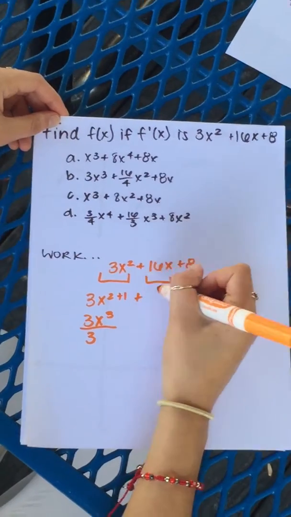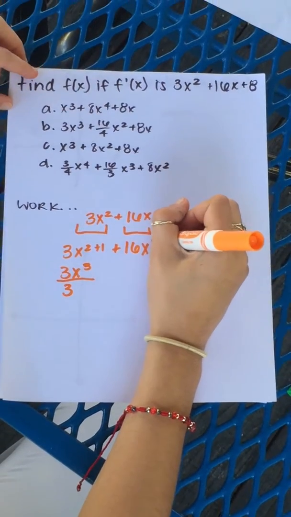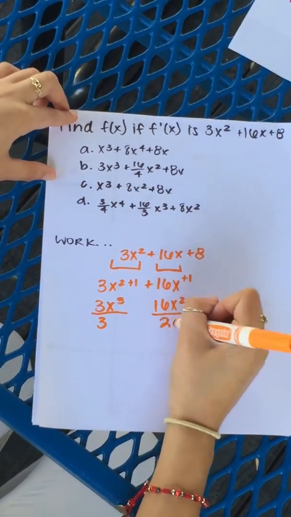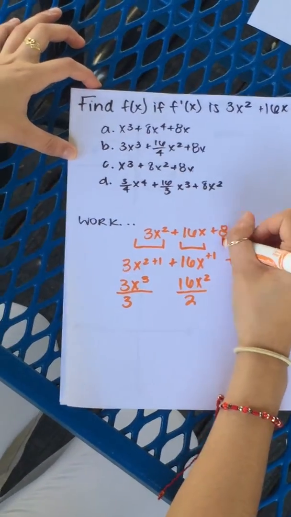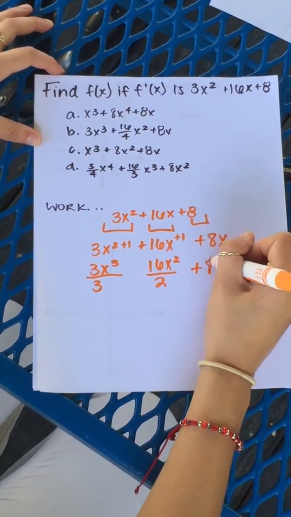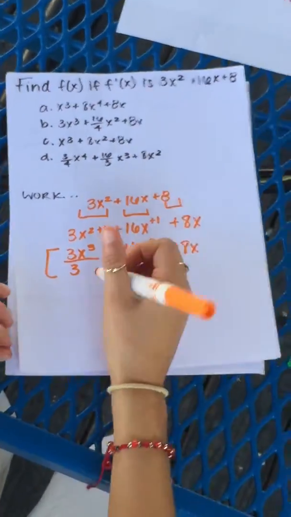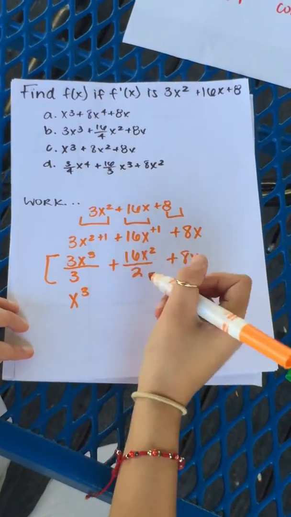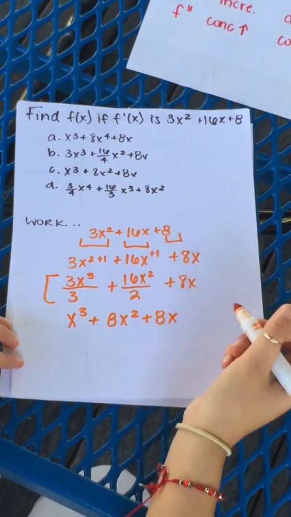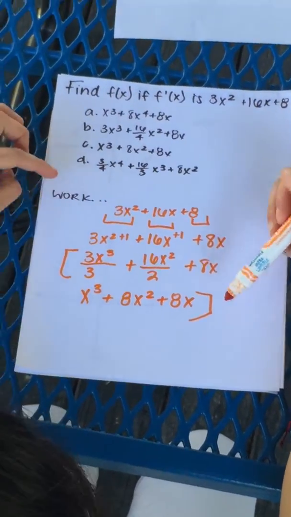On the second term, we have 16x, which means the power is just 1, and we add another 1, so that's going to be 16x squared divided by 2 because that's the power. And the last term is 8, so therefore we add an x to the end. So from then on, we simplify this equation, which leaves us with 3x to the third plus 8x squared plus 8x. So we gotta find the answer that matches our answer, and that will be letter C.